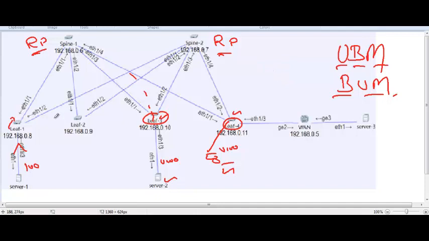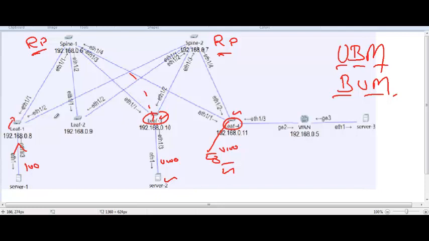When you learn multicasting as a separate topic, it will be more interesting for you. This is an interesting topic, and to an extent I have explained to you that we need an RP. So we need one RP, but we have more spines. Then how can you have one RP? That is where we do anycast RP.